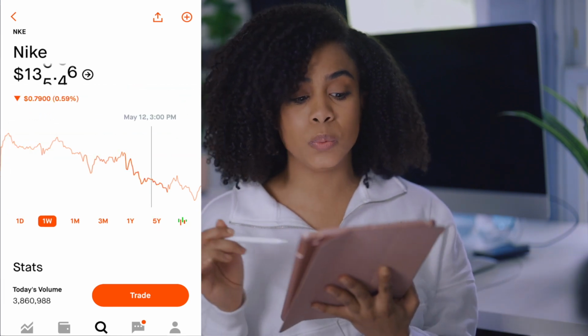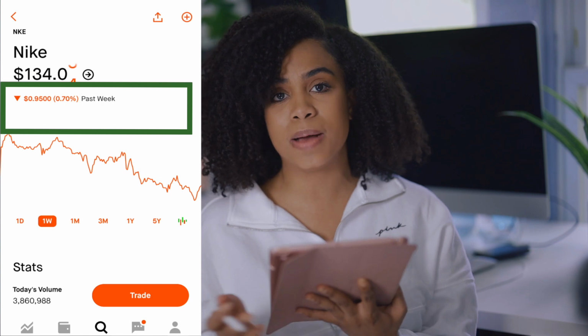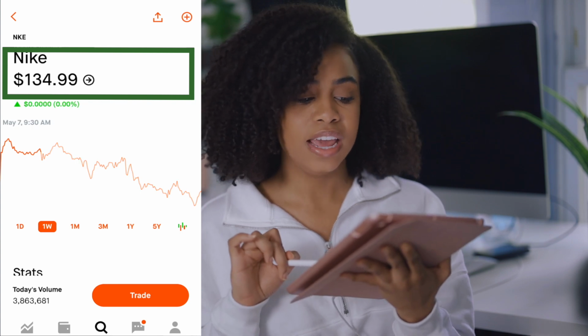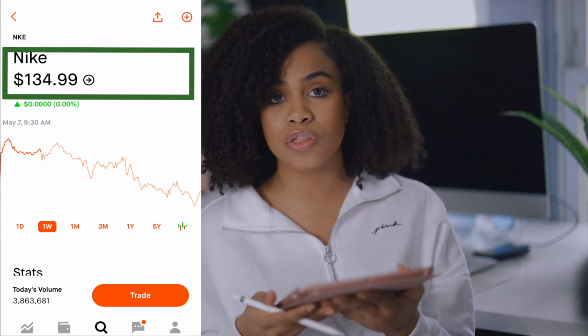But for that total week, it showed that it only went down about 95 cents. So at the start of the week, it started at about $134.99 and it went down to $134.05. So it's just about 95 cents that it went down for that complete week. That's how you would read the weekly chart.